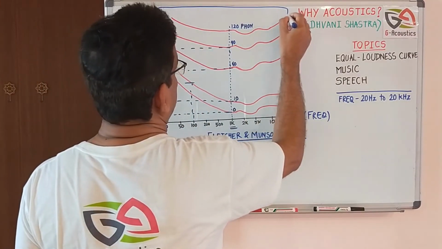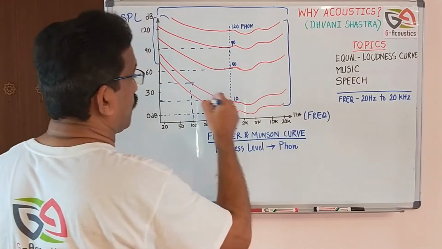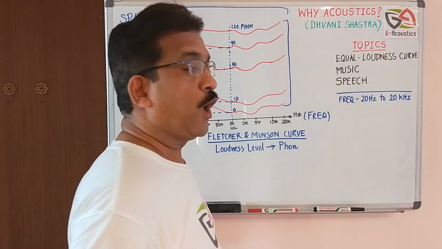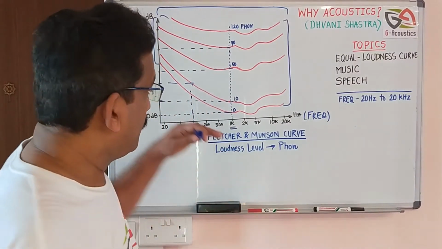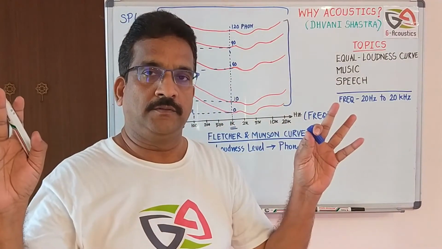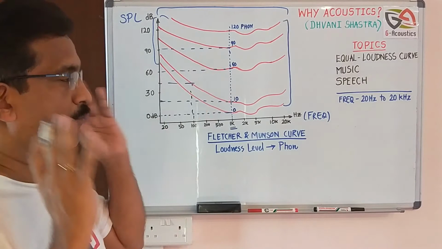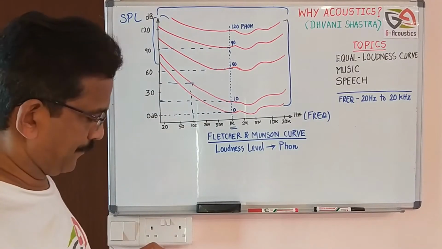this whole area is called the auditory area. Beyond this, whatever region there is, we cannot hear it. This is the auditory area where we can listen very clearly.